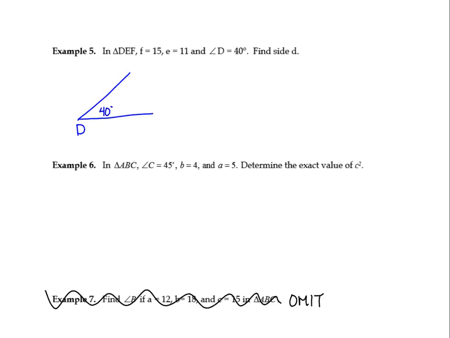Does it matter where they go? No. Where do you want to put 15? Yeah, sure. So this will be side F. Draw this triangle. This, okay, and so that means this has to be angle F if we put the 15 at the top, and 11 will have to be its side E, because this is side D, right? Opposite of angle D, so it has to be on the bottom.